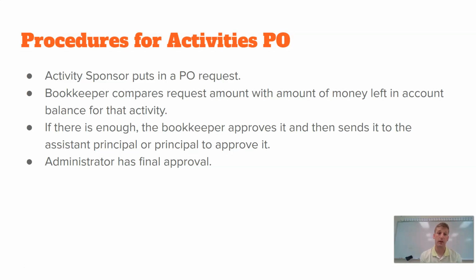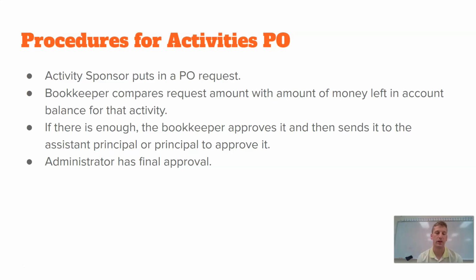So for the activities, we do have a procedure if they want to buy something outside of that budget. And so we have purchase orders. I forgot to mention on the last slide, if they wanted to raise funds, you can do that as well as an activity. So the activity sponsor is going to put in a PO request. The bookkeeper compares that request with the money that's left in that account for that activity. And again, if you want to fundraise money, you can put that money towards your account, and you have to do it through the school because we want to log it.